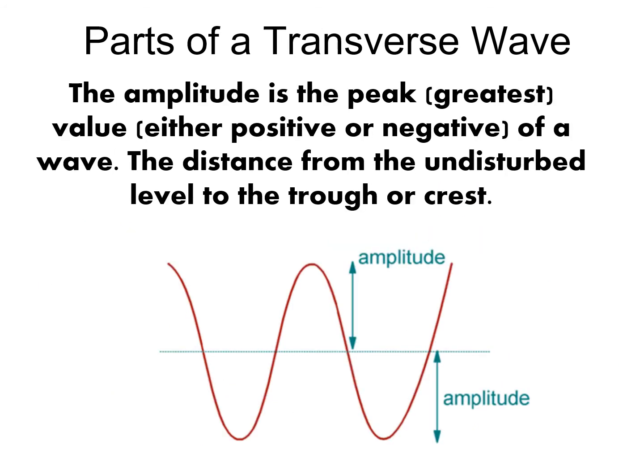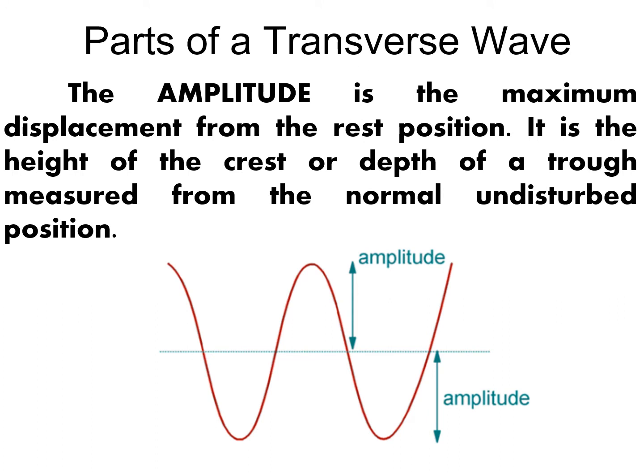Now let's move to amplitude, which is the peak, or the greatest value, either positive or negative, of a wave. So the distance from the undisturbed level to the trough or the crest, from there to there, is the amplitude. From there to there is the amplitude of the trough. This one is the amplitude of the crest.